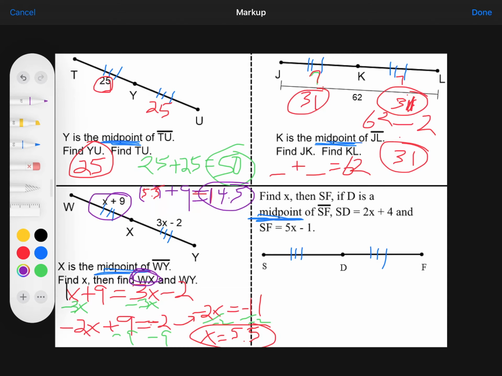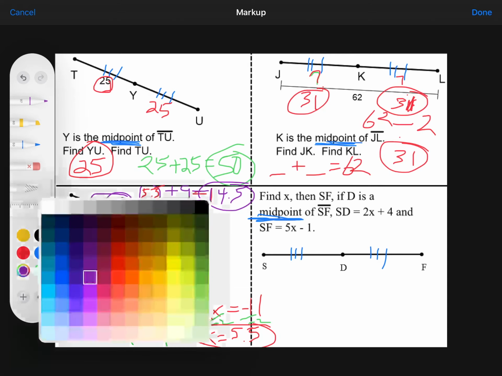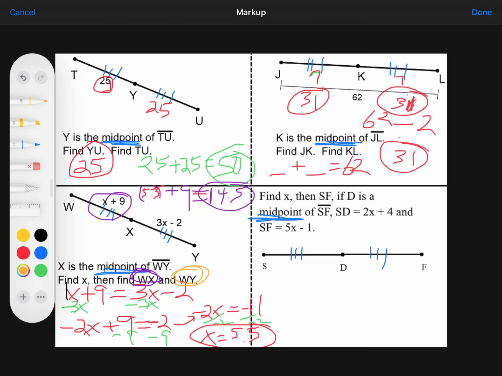And if that part is 14.5, let's go with orange here. We're trying to find WY. WY is the whole thing. So it's 14.5 plus another 14.5, which comes out to be 29. So be careful: after you get an answer for x, like 5.5, you are going to have to plug it back in, like we did in purple, plug it back in, and get an answer for WX.